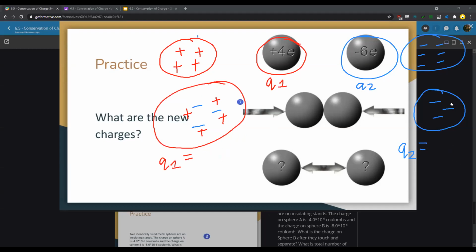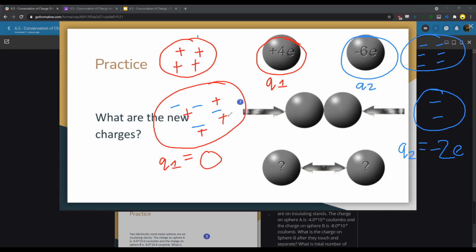Let's say I move one more electron over. I'm going to move one electron over now. What's the charge of object one? What's Q1? Zero. I have four protons, I have four electrons, I'm neutral. What about the right one? Negative 2e. Correct, because you have two electrons.